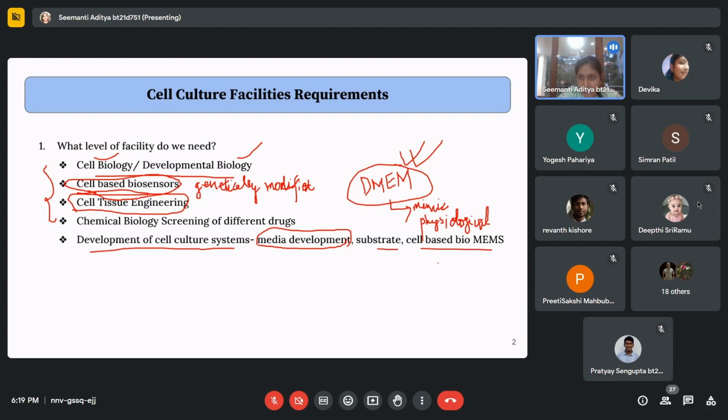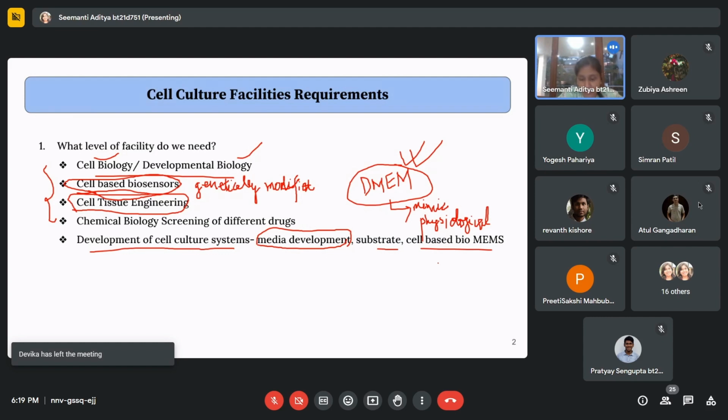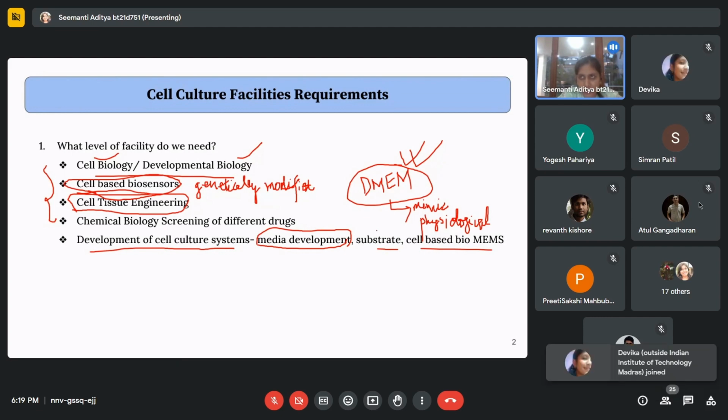Cell-based bio-MEMS is basically a lab-on-chip method where they have a chip where they can grow some cells and then test some kind of drugs or analytes. And substrate means what kind of substrate we can provide to the cells so that they can benefit from it, grow, and collect nutrients.